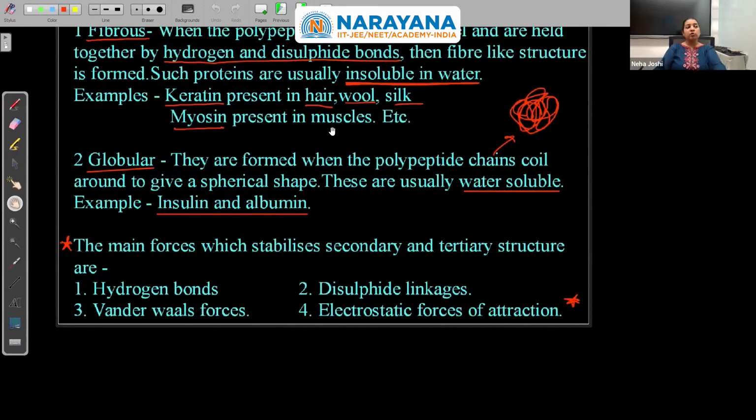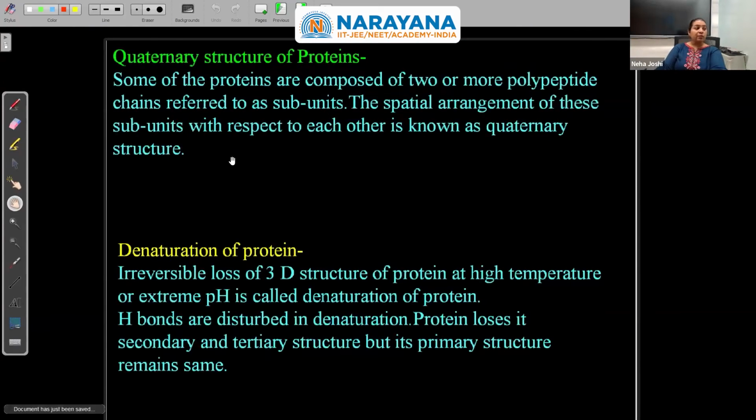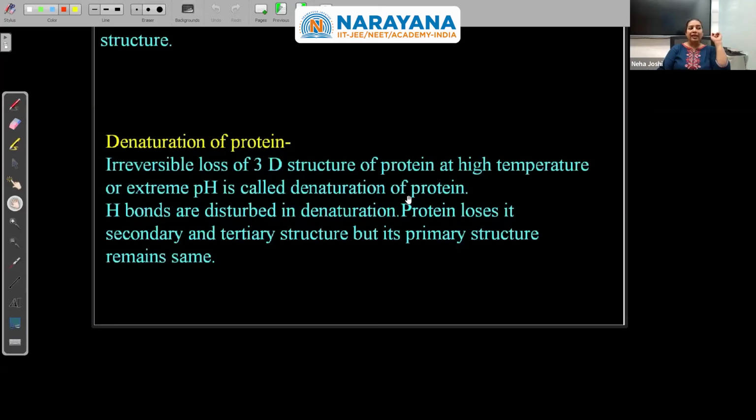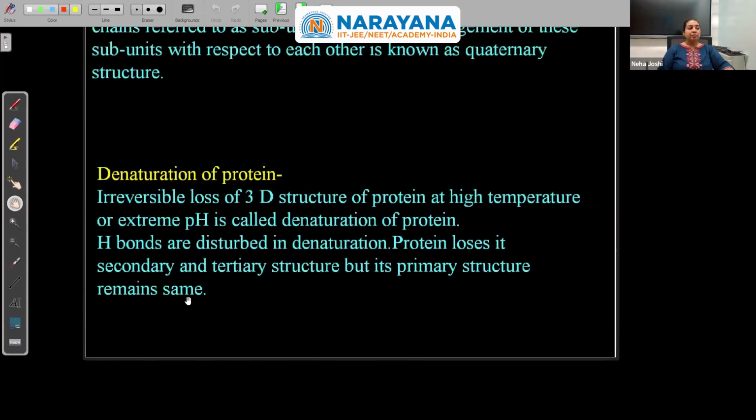Quaternary: some proteins are composed of two or more polypeptide chains, referred to as subunits. The spatial arrangement of these subunits with respect to each other is known as quaternary structure. Denaturation of protein is the irreversible loss of the three-dimensional structure of protein at high temperature or extreme pH. In denaturation, we never lose the primary structure. We simply lose the secondary and tertiary structure, but the primary structure, the sequence of amino acids, remains the same.